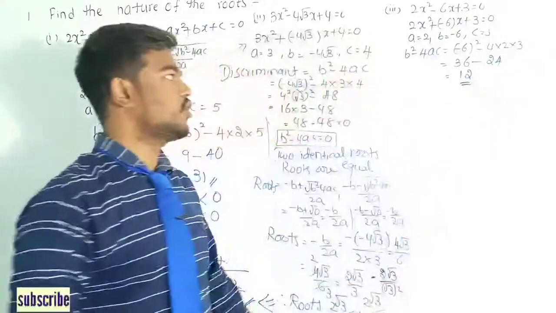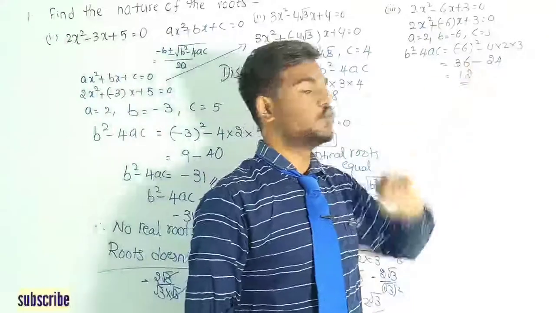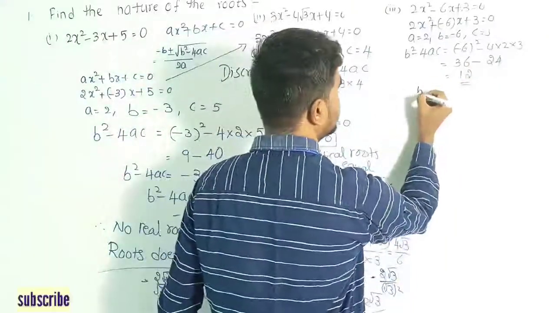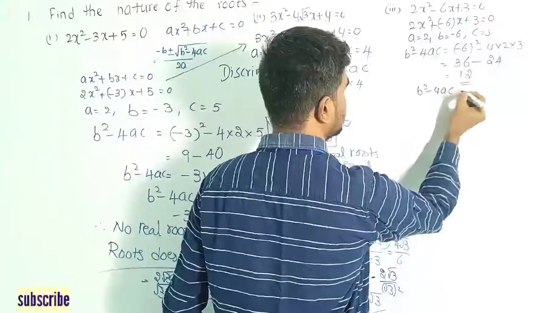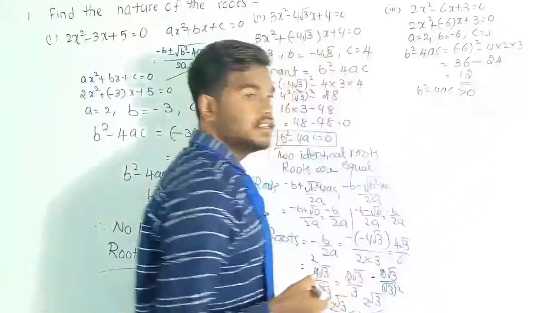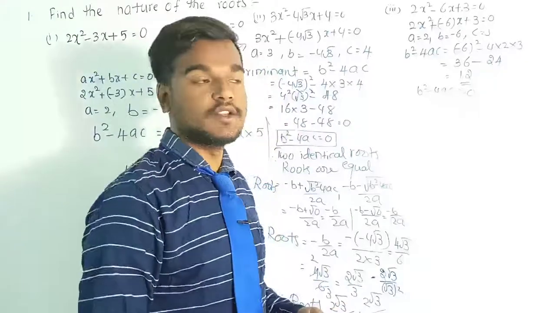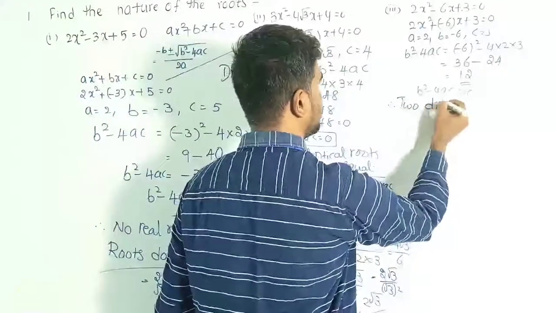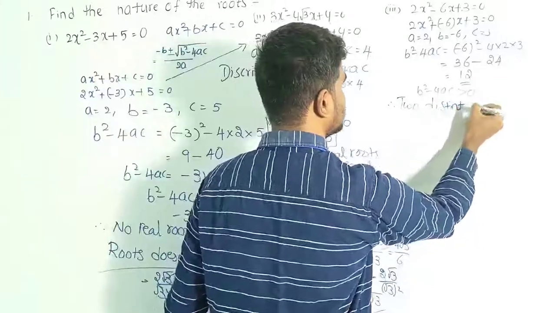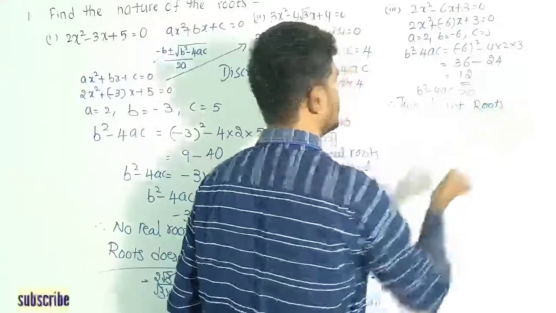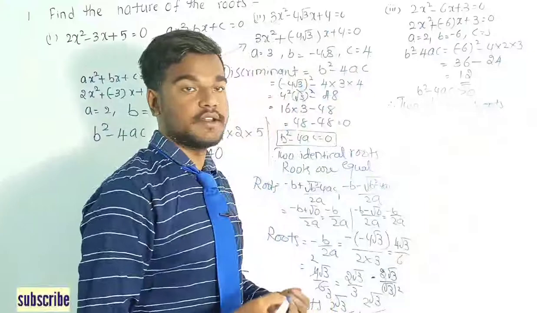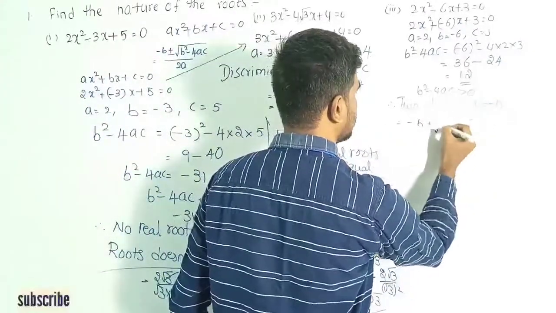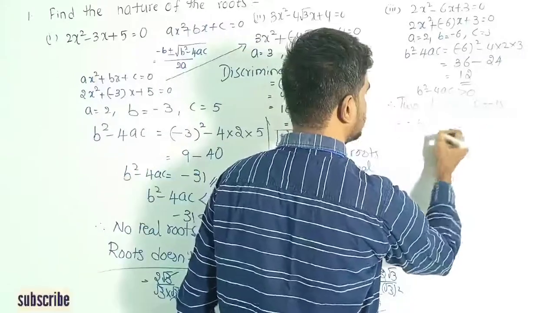So what answer we got? Here we got 12. So that is our 12. Then here b square minus 4ac is greater than 0. Then it will have two distinct roots. Therefore, two distinct roots, that is different roots. Two distinct roots exist. Two different roots. So what are they? Minus b plus or minus square root of b square minus 4ac by 2a.